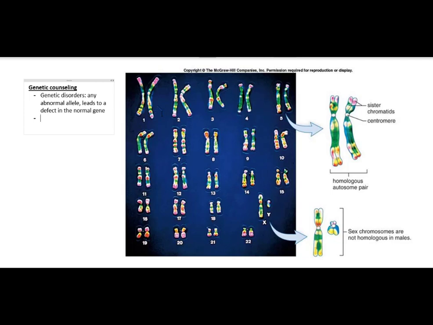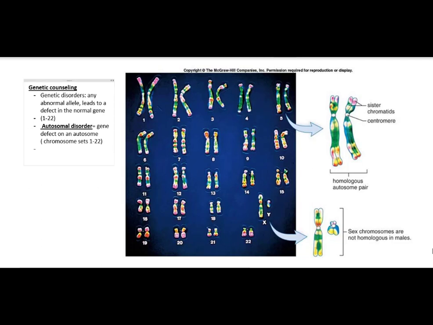So if there's a defect in a gene that's on an autosome, remember autosomes are sets 1 through 22. If there's a defect on any one of these chromosomes, we call this an autosomal disorder. So once again, an autosomal disorder is gene defects on chromosomes anywhere in sets 1 through 22.